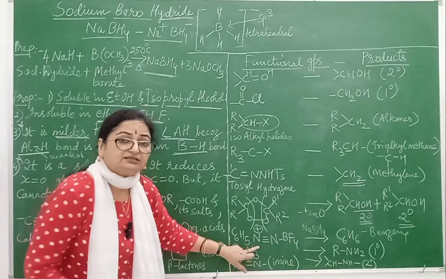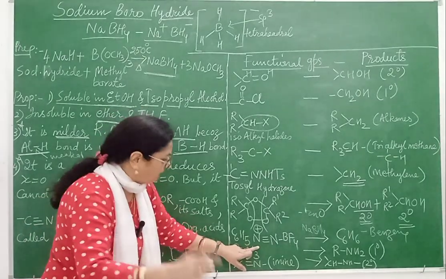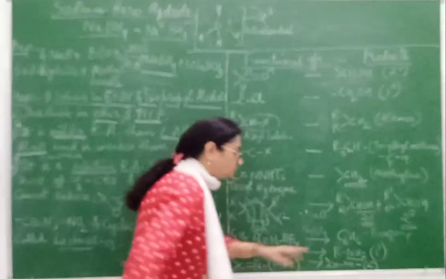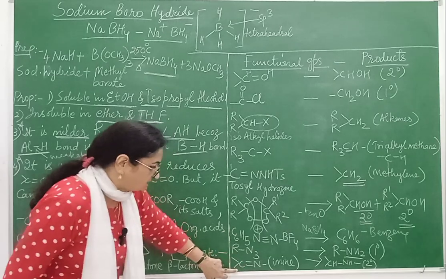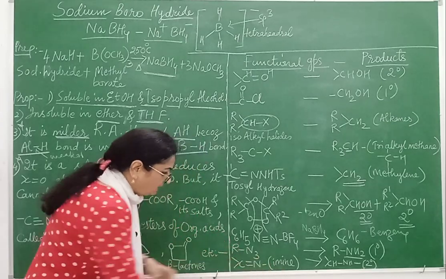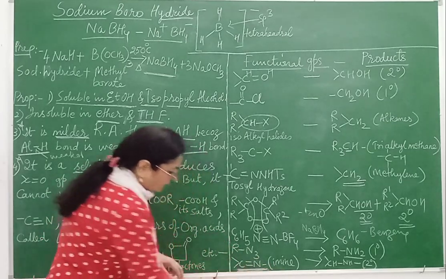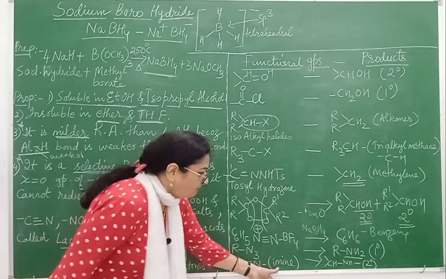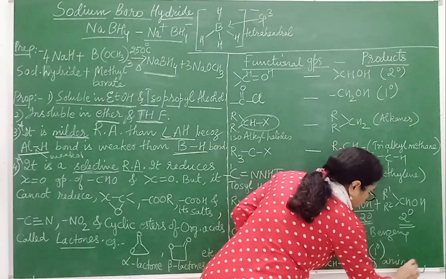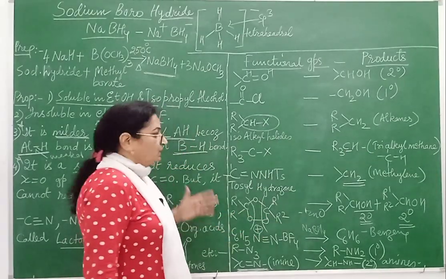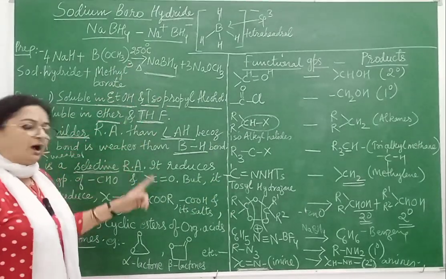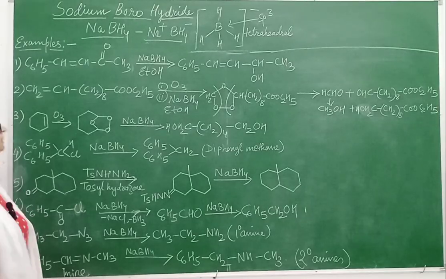Now let's see another example. RN3, where N3- is the azide group. So alkyl azides are reduced to 1-degree amines. RNH2 is a 1-degree amine. Now see the last example. The last functional group is C=N single bond. This structure is called an imine. An imine gets reduced to a 2-degree amine. Students, now we'll see some of the examples which are reduced by sodium borohydride.